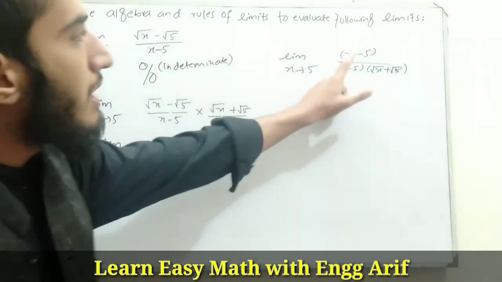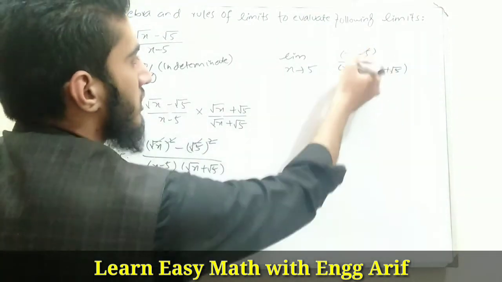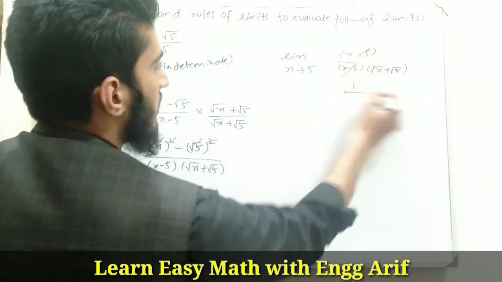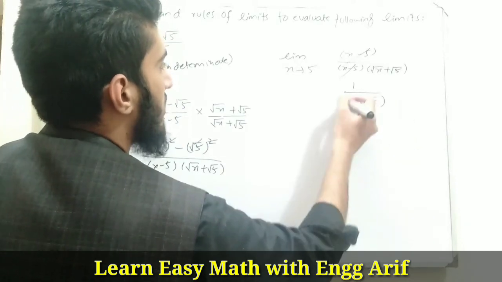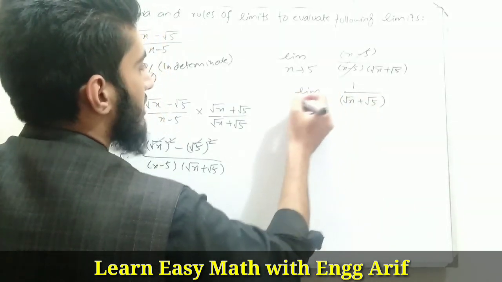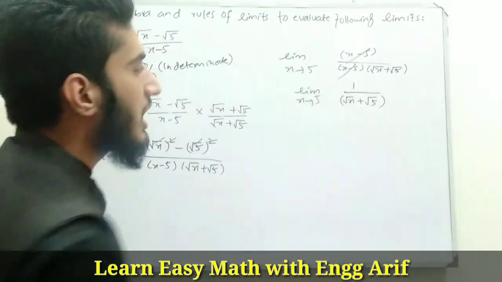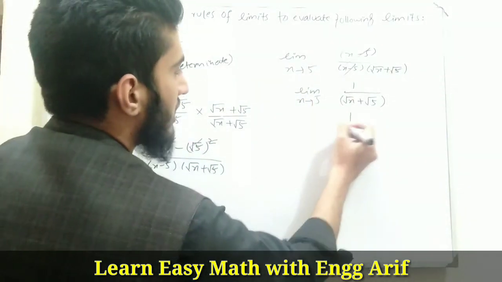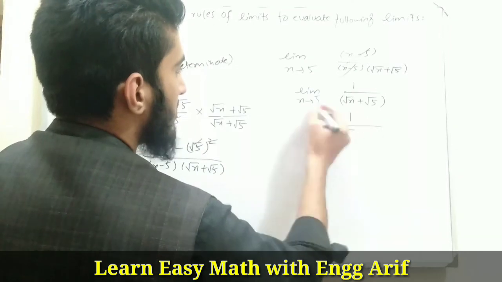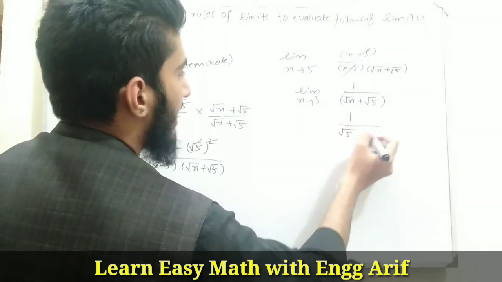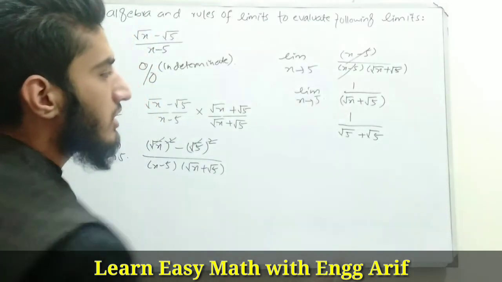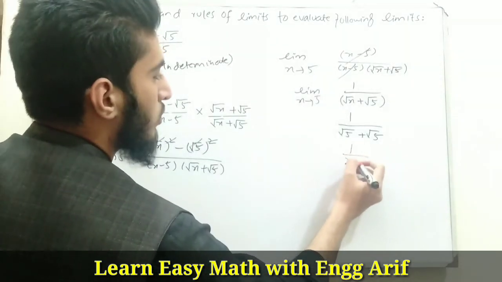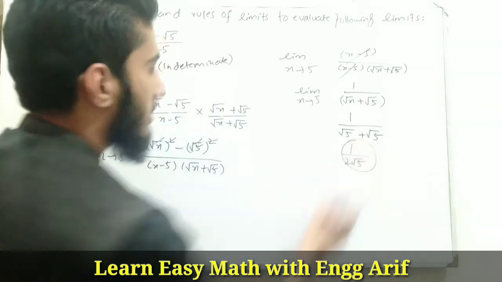Now here x minus pi and x minus pi will cancel out with each other. So in the numerator we are left with 1, and in the denominator we are left with root x plus root pi, limit x approaches pi. Now we can apply the limit easily. By applying the limit, it becomes 1 over root of x is pi, so put pi over here, root pi plus root pi. Root pi plus root pi is 2 times, so the result will be 1 over 2 times root of pi. So this is the result.